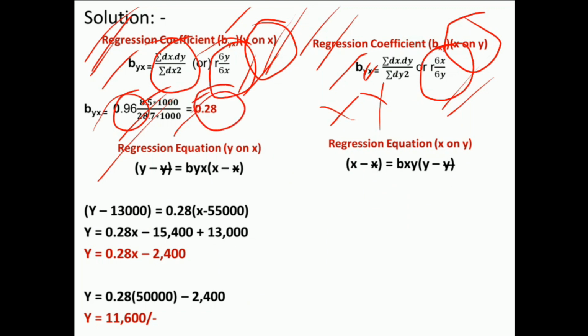Similarly, one more coefficient you need to find out here is bxy, applying the same values. r is 0.96, standard deviation x will be in the numerator, standard deviation y will be in the denominator. You will get a value. After finding the two regression coefficients, the next step is to find the regression equations. Two equations you will get: one is y on x and the other x on y, where y is dependent on x and x is dependent on y.